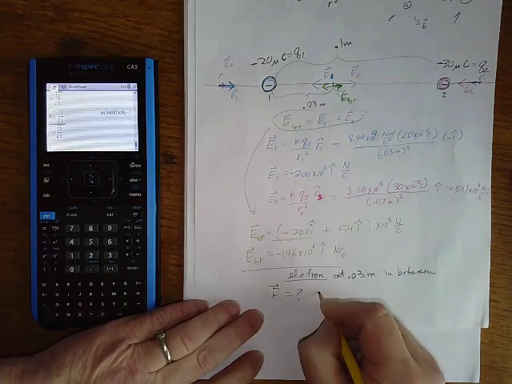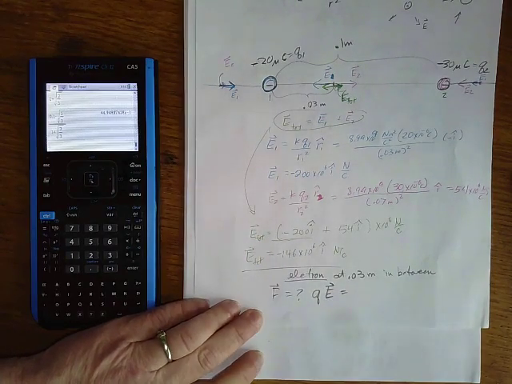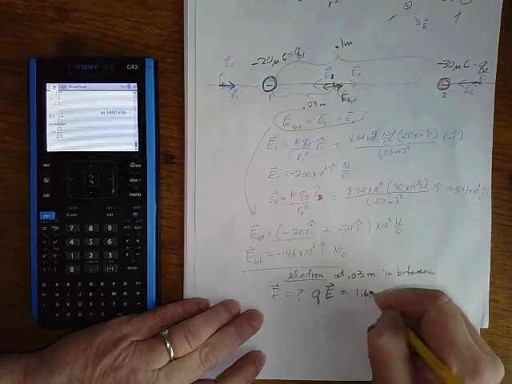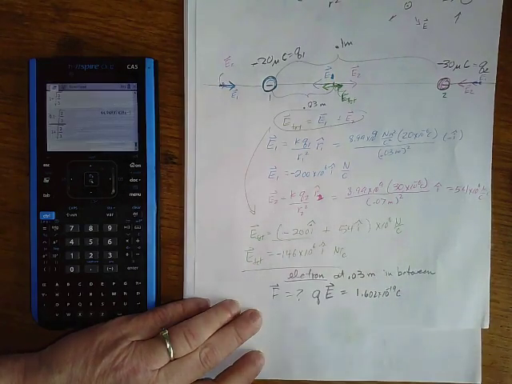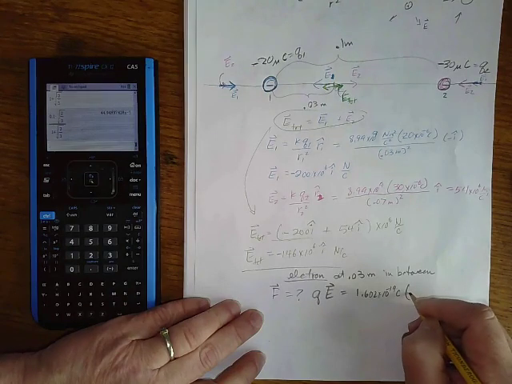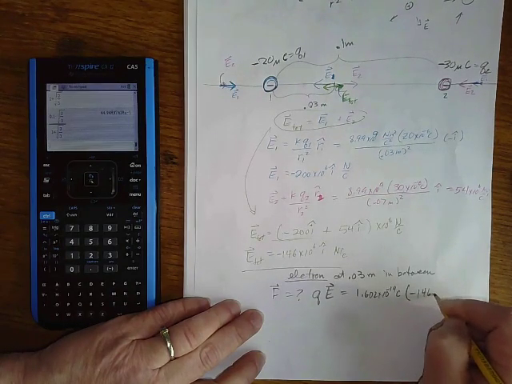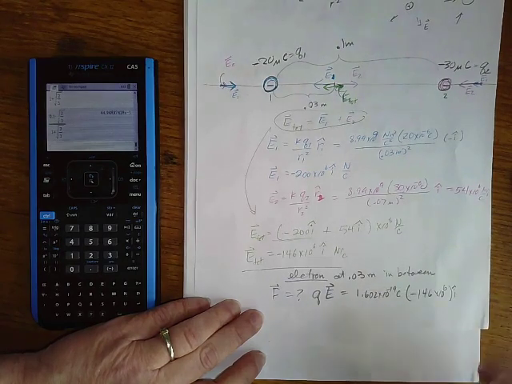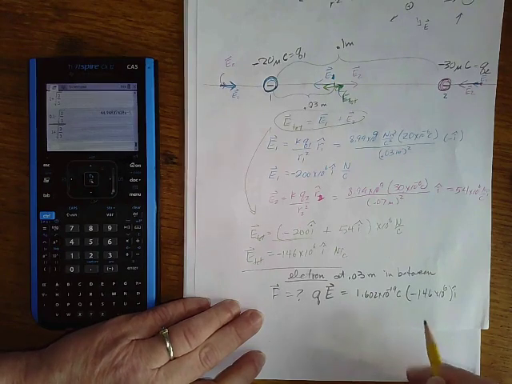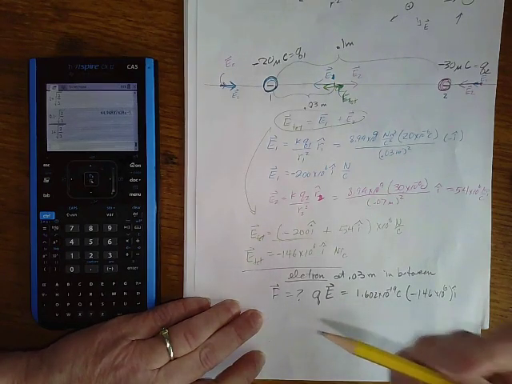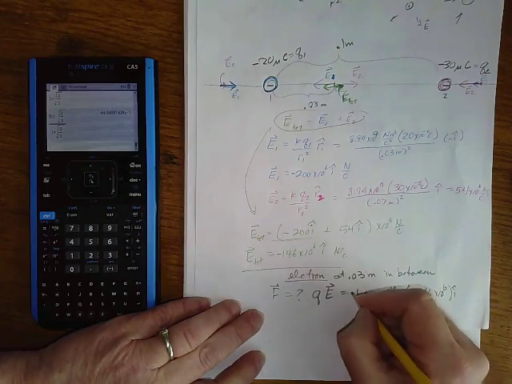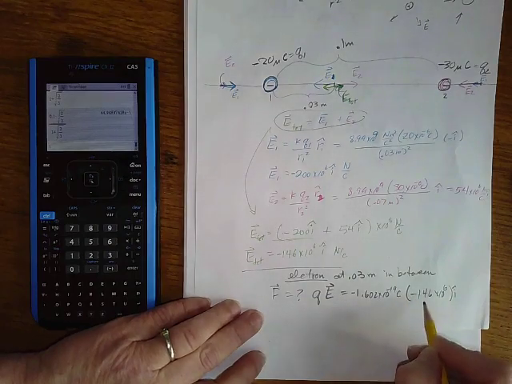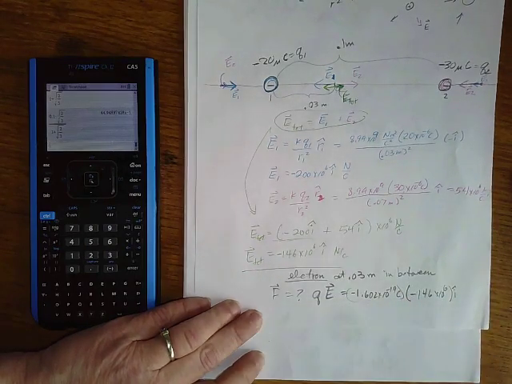Well, force is Q times E. What's the charge of an electron? It's 1 e, right? But what is 1 e in coulombs? 1.602 times 10 to the negative 19 coulombs, times our E field, negative 1.46 times 10 to the 6th, i hat. It's pointing in the negative x direction, but then the charge, actually I should put a negative on here. However you want to keep track.